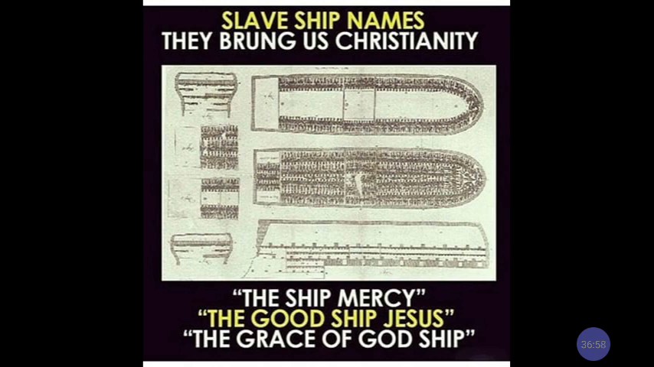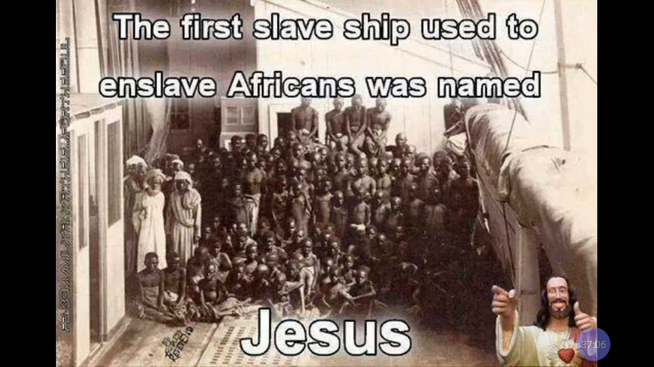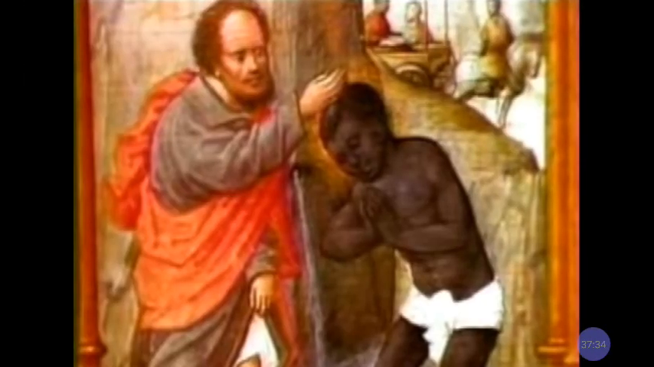But people go after the Broadway, the Grace of God ship. The first slave ship used to enslave Africans was named Jesus. Now we have to get into that point about Africans, because the term African is also new terminology. So what they do is they change words. It's like what lawyers and liars do a lot. When you're making an argument and somebody's got you, you're going to try to flip it around to make it look a little different.